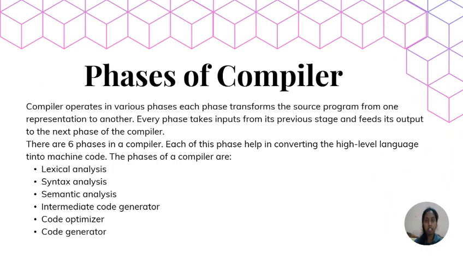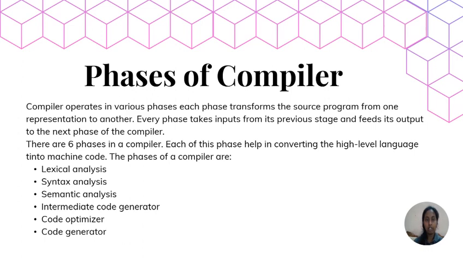A compiler operates in various phases. Each phase transforms the source program from one representation to another. Every phase takes input from its previous stage and feeds its output to the next phase of the compiler. There are six phases in a compiler. Each phase helps in converting the high-level language to machine code.